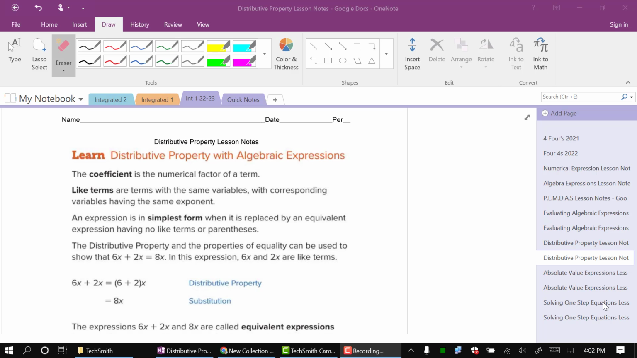Hello and greetings everyone. Today we're going to be looking at the distributive property. So we're going to start off with some vocabulary.